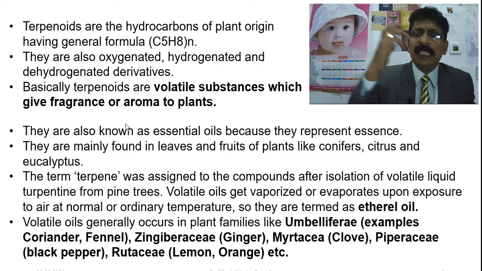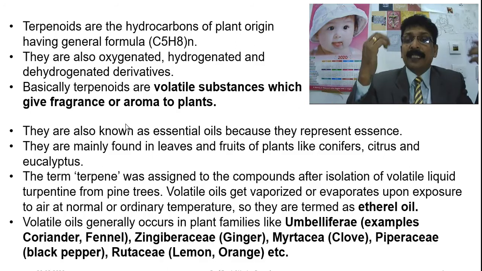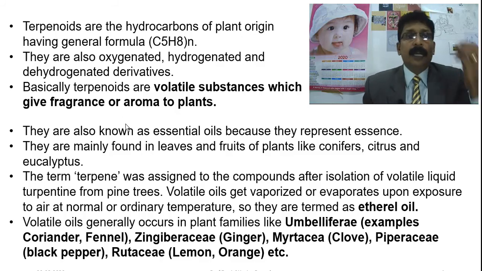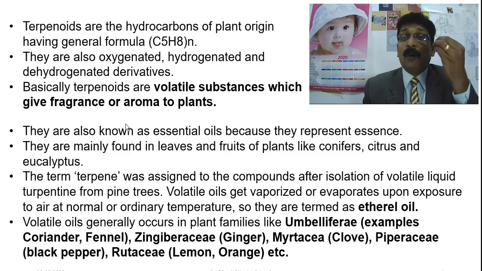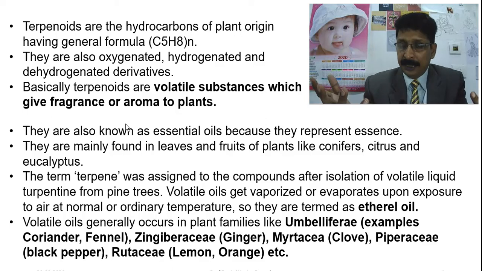Volatile oils get vaporized or evaporate upon exposure to air at normal or ordinary temperature. That is what. There is no need for heat. At normal temperature itself they will become volatile. That is why it is called volatile oil. So they are termed as ethereal oil. So volatile oil generally occurs in plant families like the Umbelliferaceae family.